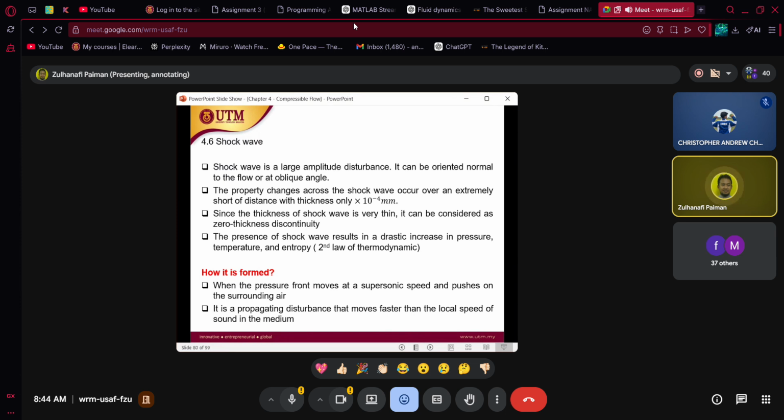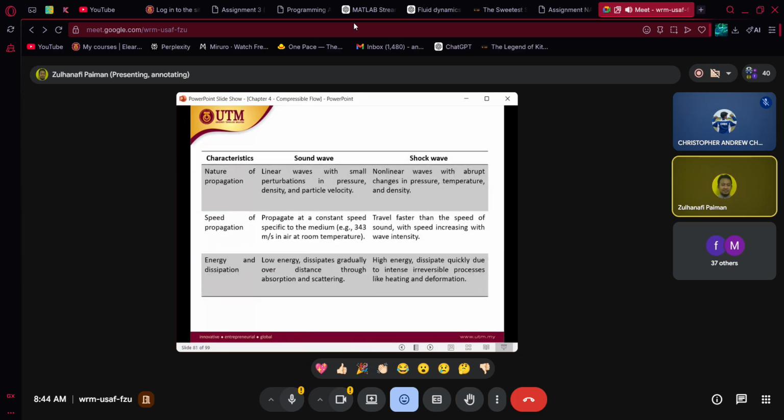And then how is it formed? When the pressure front moves at a supersonic speed and pushes onto the surrounding air, it is a propagating disturbance that moves faster than the local speed of sound of the medium. That is the definition. And this is the difference between the sound wave and the shock wave. I think you can read it on your own.